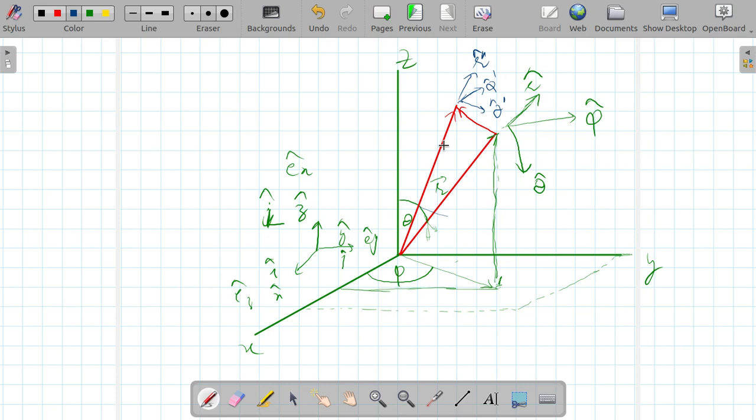So these are changing. That means theta is changing, phi is changing, and r is also changing. So two types of changes are occurring. In Cartesian coordinates, dx, dy, and dz are changing. And similarly, dr, d theta, and d phi are also changing.